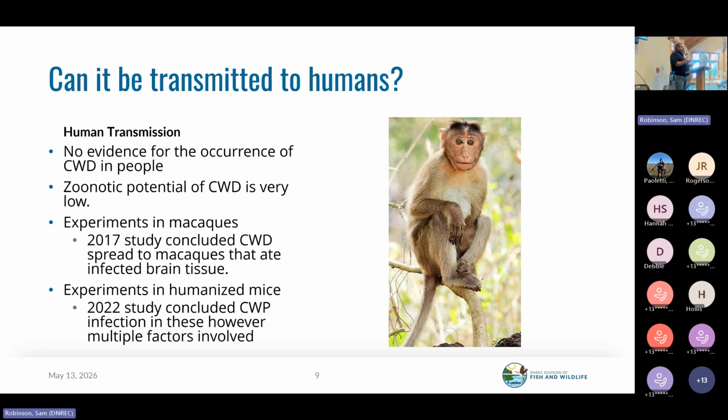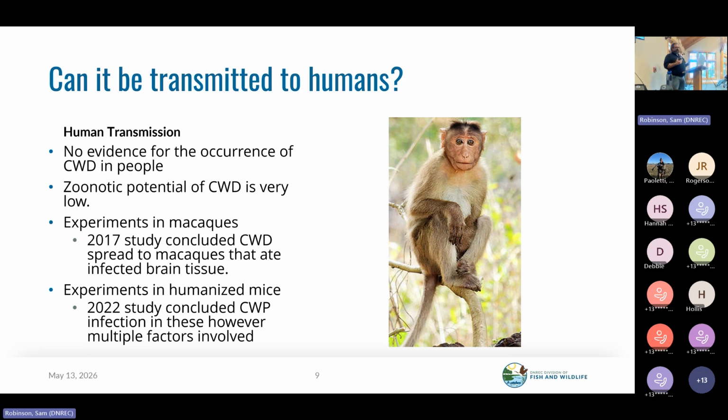So this is usually the bigger question on everybody's mind. Can it be transmitted to humans? As of right now, no study has shown that it can be transmitted to humans. But that is a big question mark there. We just don't know. But for now, the studies say no. There is some potential, but it's very, very low.